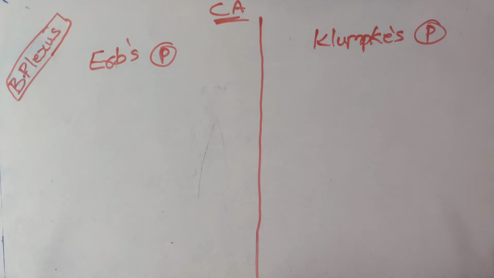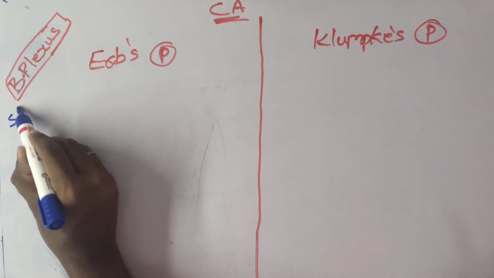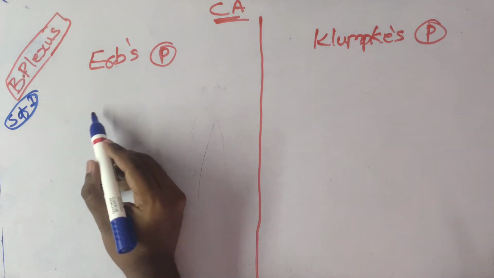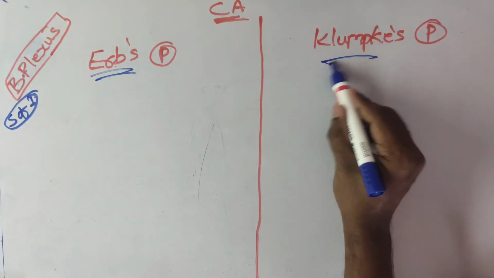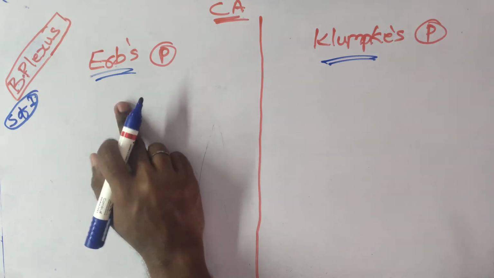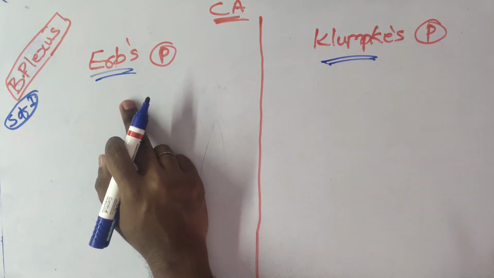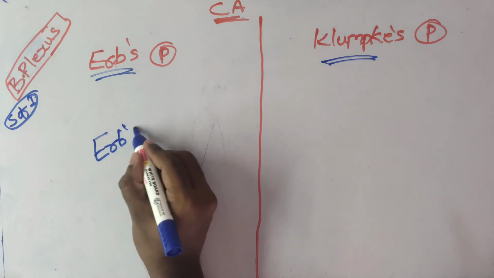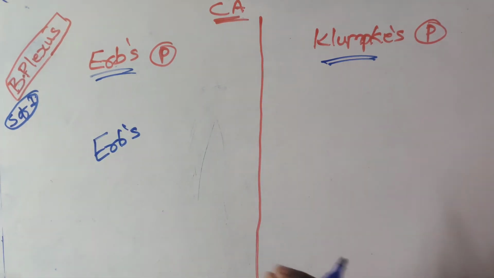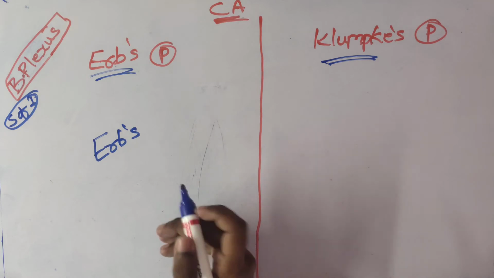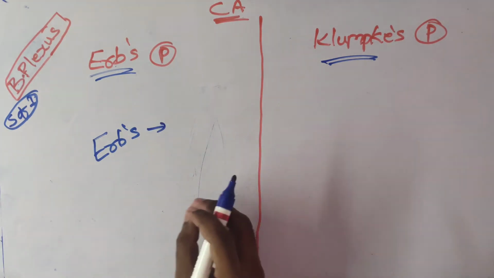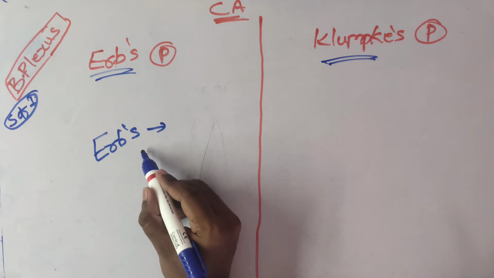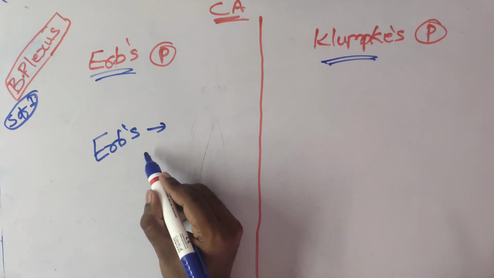Okay, first one is site of injury. Erb's paralysis is caused by injury at Erb's point. See, Erb's point is one region of the upper trunk of the brachial plexus. So Erb's paralysis is caused by injury of the upper trunk of the brachial plexus.